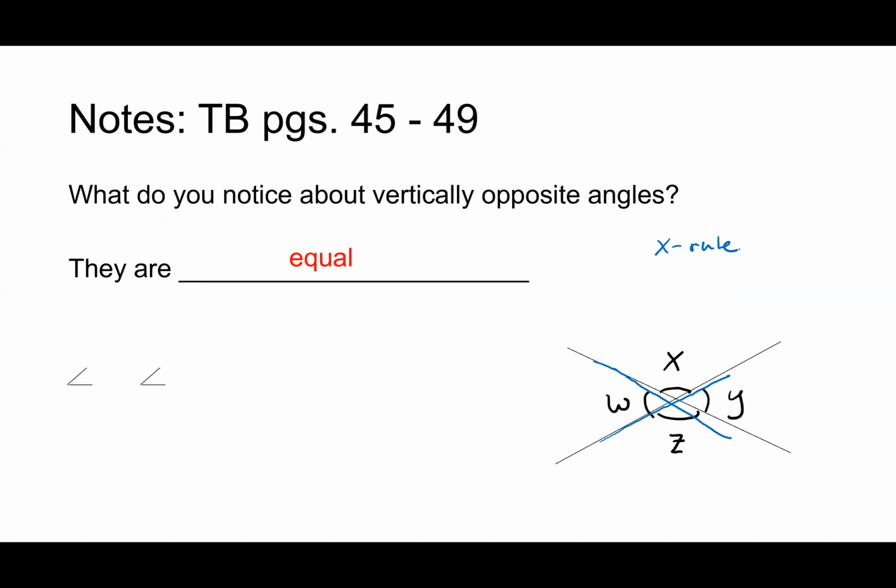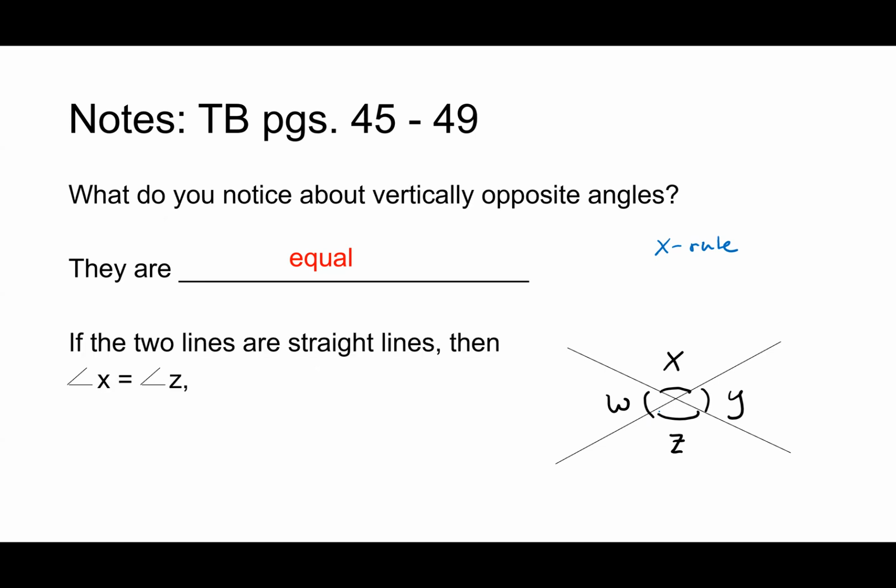All right, let's list two pairs of vertically opposite angles here on this slide. Okay, what's one, Kinsey? Good, angle X is equal to angle Z. What's one more? Mycoy? Good, angle W is equal to angle Y. So make sure you've written those down.